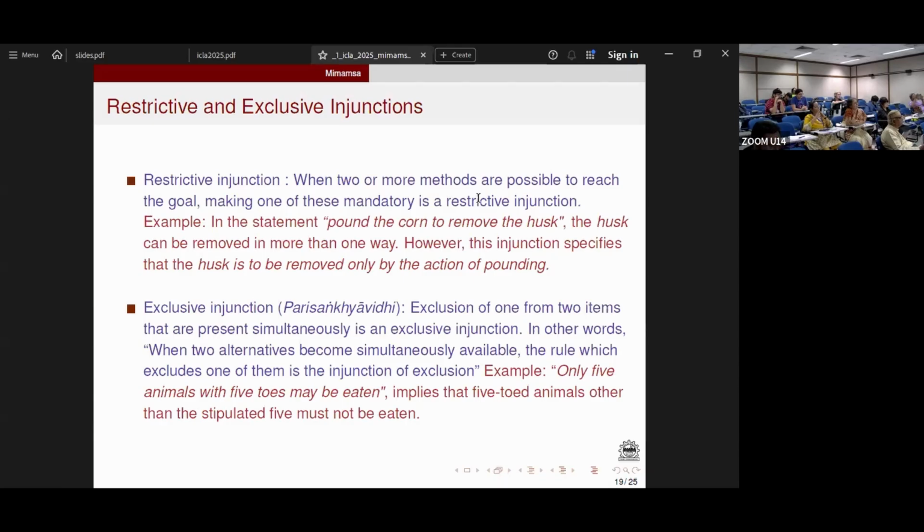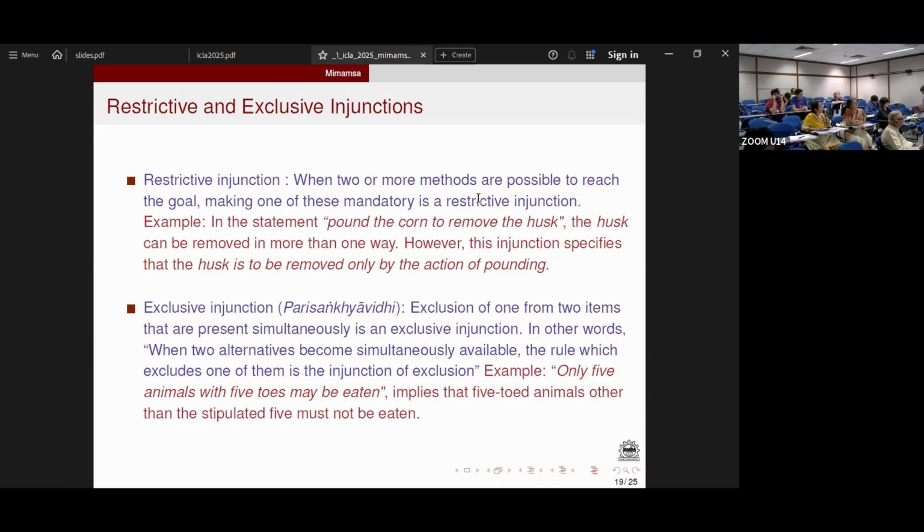So a typical example that is given in the Vedic context is you have to pound the corn to remove the husk. So you have some rice or whatever is to be used for a sacrifice. It comes along with the husk, right? So you have to pound it with a pestle to remove the husk. This is what you have as a statement that is there in the Vedas.